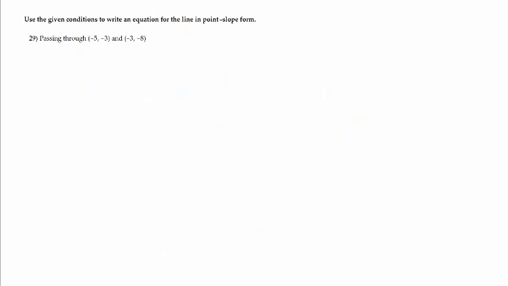Number 29, we're asked to use the given conditions to write the equation for the line in point-slope form. Okay, so I want to write the equation of a line that passes through 2 points. So first I'd start off with what is the point-slope form. That is y minus y1 is equal to the slope times x minus x1. And x1 and y1 are the coordinates of an ordered pair that the line passes through, and m is the slope. So those are the 3 places where you have to substitute in values. You have to find numbers.